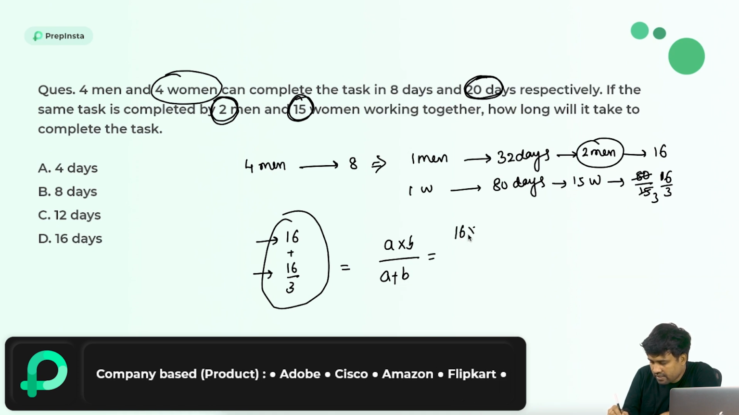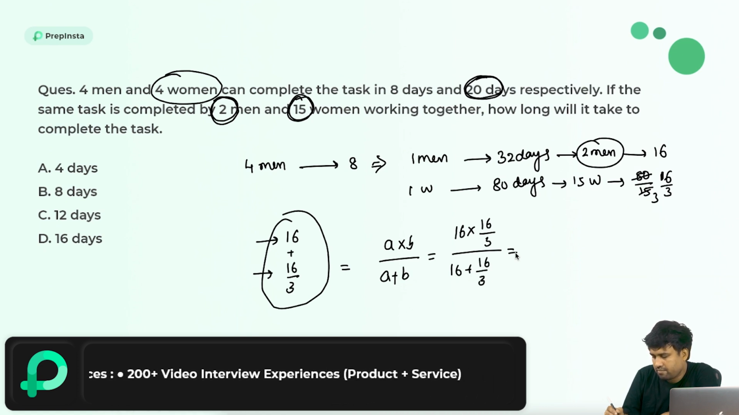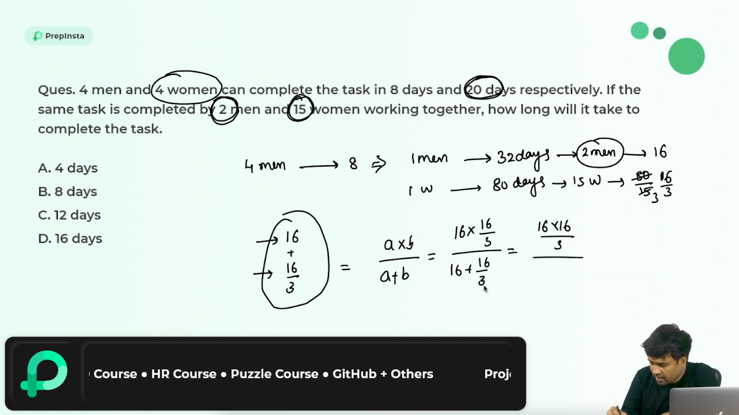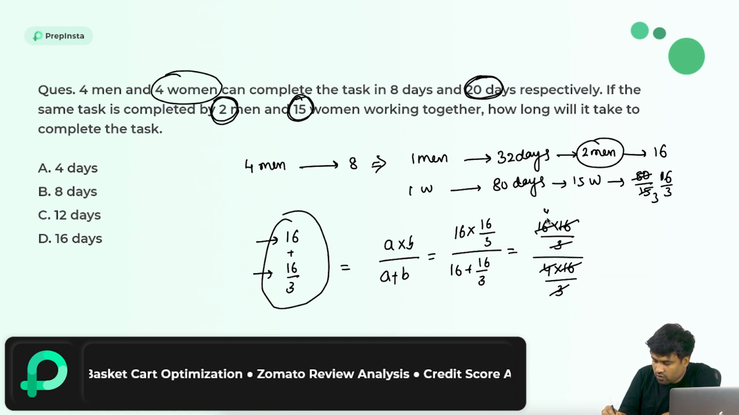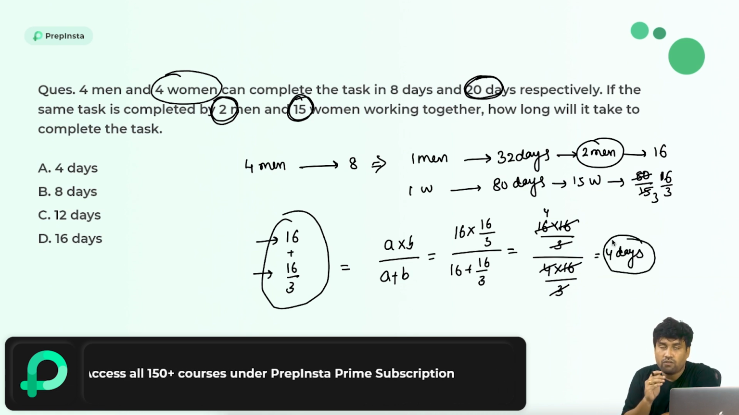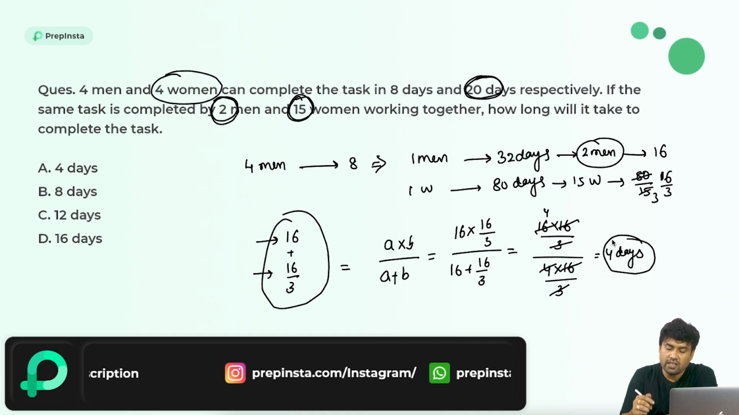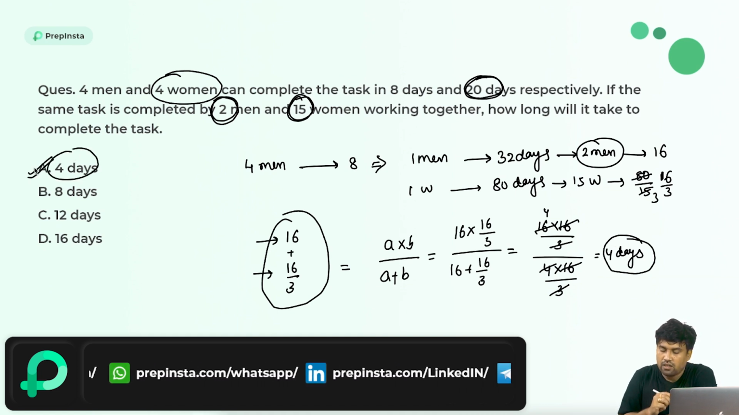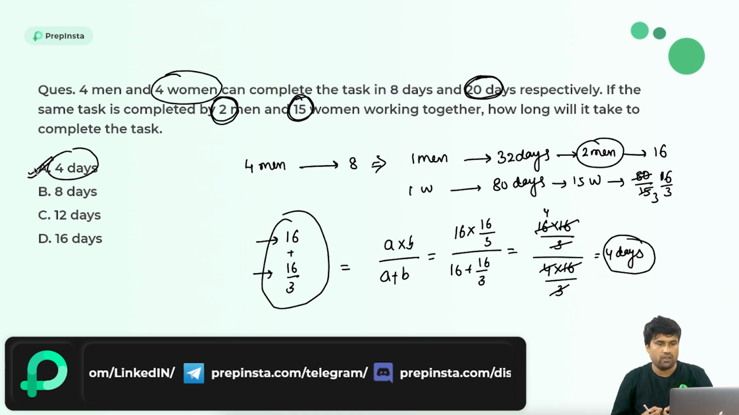So 16 into 16 by 3 divided by 16 plus 16 by 3. So here 16 into 16 by 3 divided by 3 times 16 plus 16, so total 4 times 16 divided by 3. 3 got cancelled, 16 got cancelled, 4 will cancel this 4 times. So answer is simply 4 days. So working together, 2 men and 15 women can complete the task in 4 days.